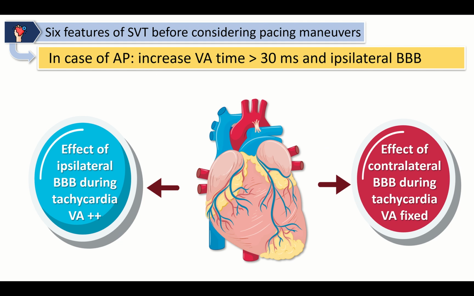I know the patient has a left lateral accessory pathway, for example, and he developed an increase in VA of more than 30 milliseconds. So if the patient developed ipsilateral left bundle branch block during tachycardia and the VA increases, it means the accessory pathway and the left bundle are on the same side. On the other hand, if the patient has a left lateral accessory pathway and contralateral right bundle branch block, the VA time will not change, it will be fixed.